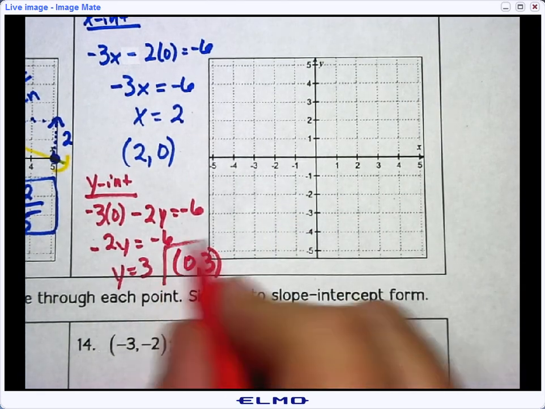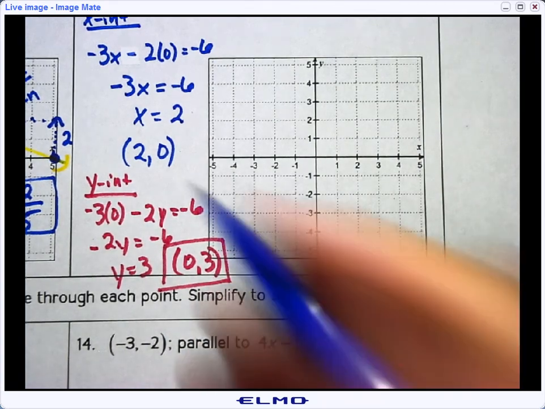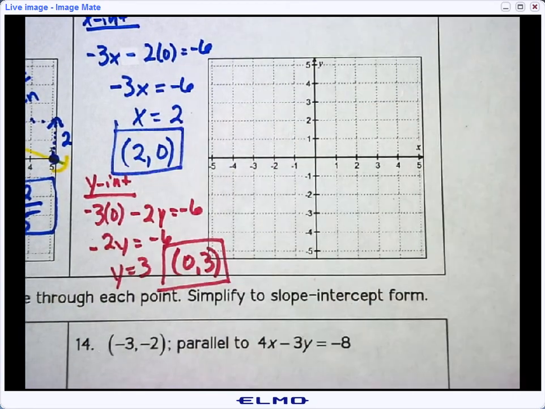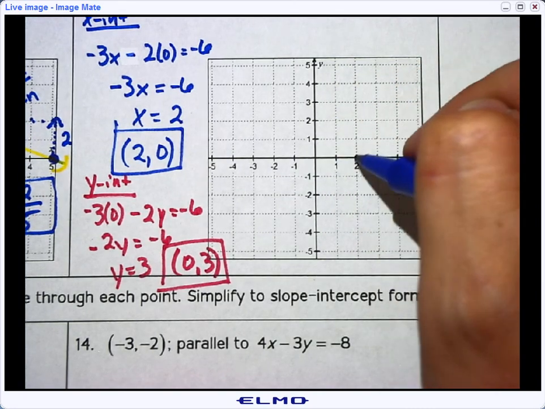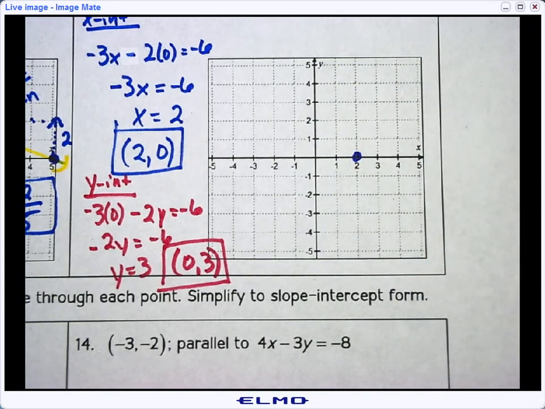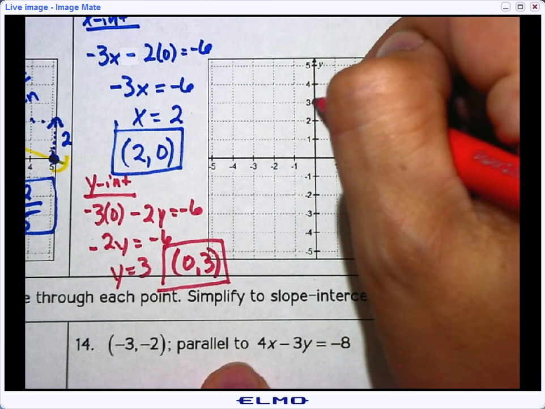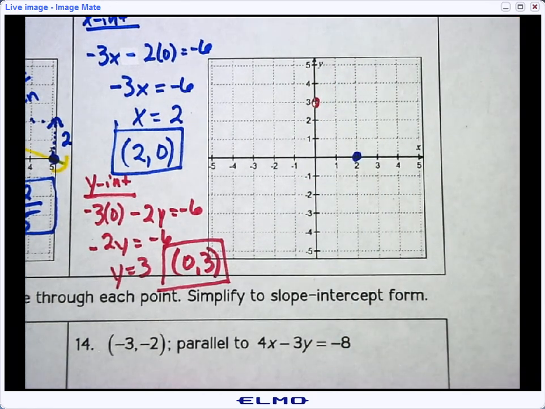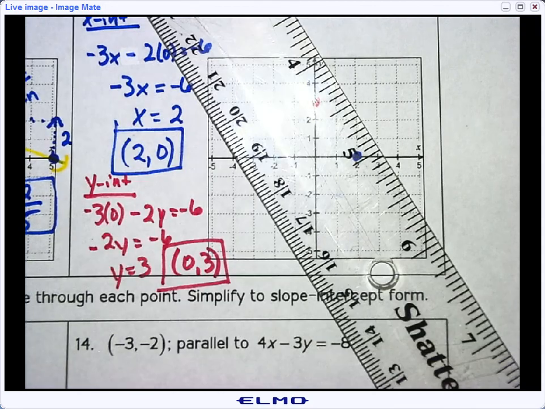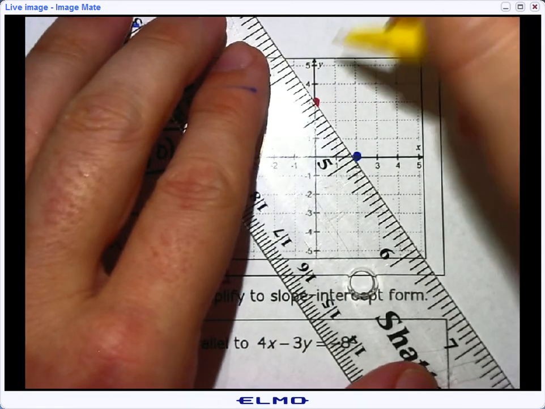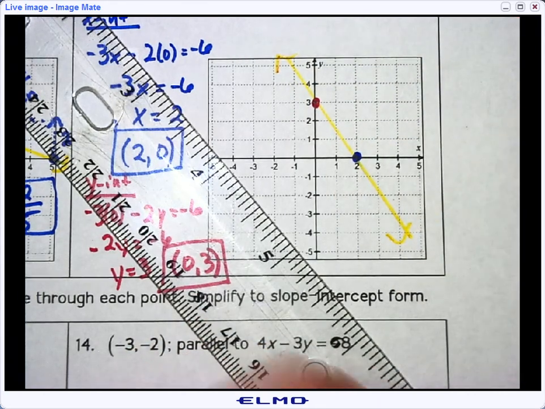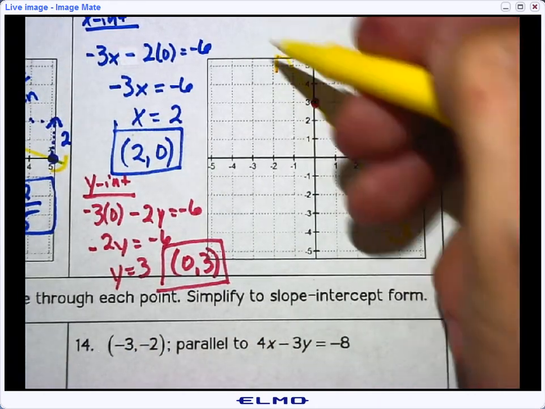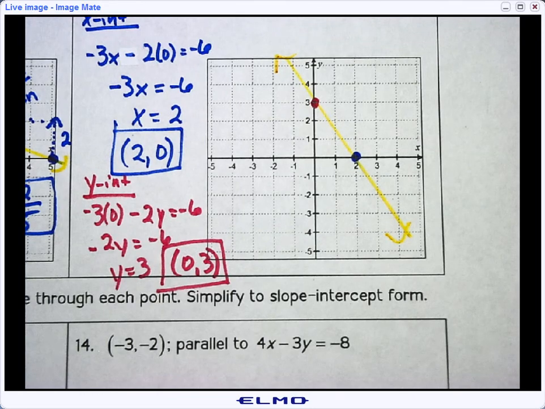So here are my intercepts. Again, I'm going to go ahead and put those on the graph. So 2, 0 is here, over 2. 0, 3 is here. Again, connect our lines. Once again, my line is going down, so my slope is going to be negative.